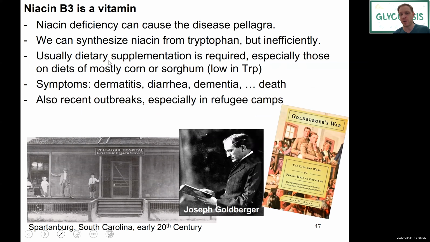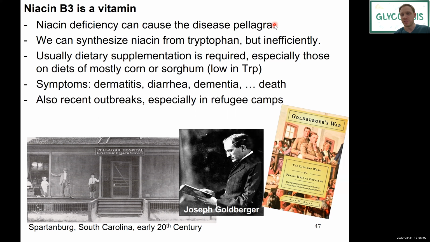Just for a little bit of history, to highlight why NAD is so important: a deficiency in niacin, our vitamin B3, the business end of our NAD, can actually cause diseases, and one of them is pellagra. What is important to note is that we can synthesize niacin from the amino acid tryptophan, but it's extremely inefficient. So humans really rely on getting niacin through their food, or getting enough tryptophan to overcome the inefficiency of the reaction and produce enough niacin de novo.